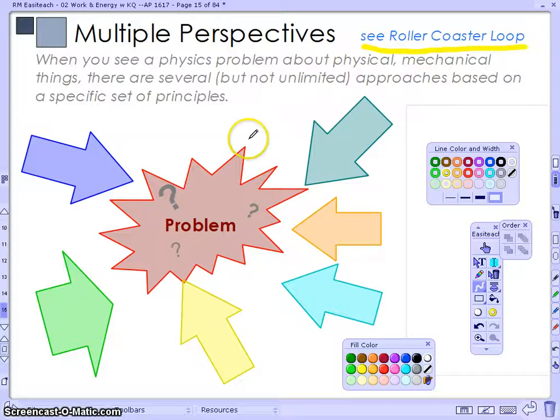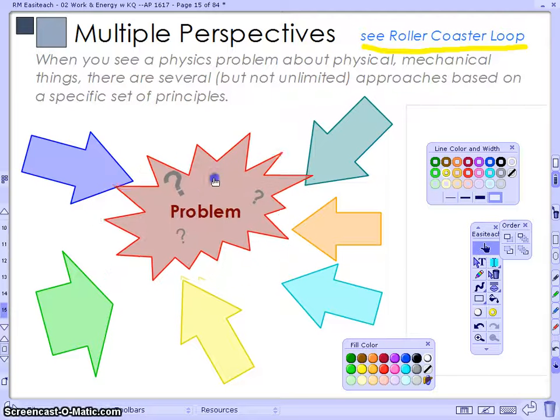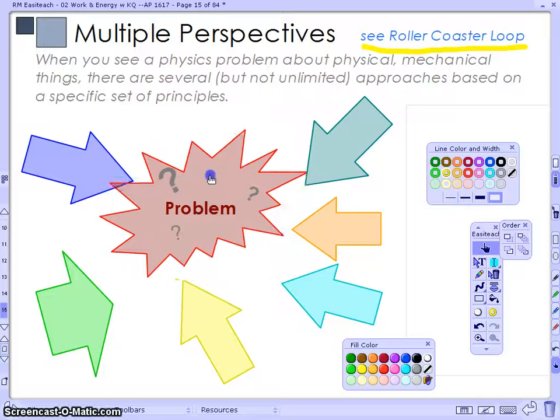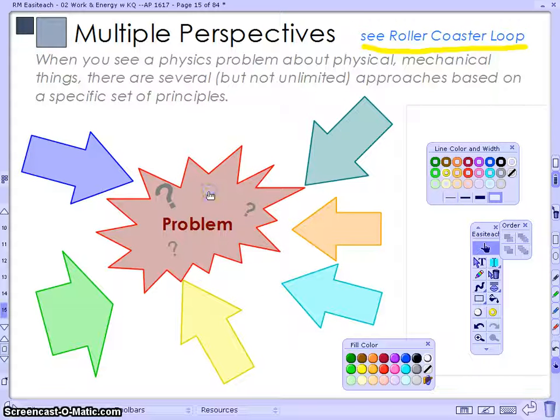The idea is when you see a problem on the AP exam or any problem, I would say especially the AP exam or the mid-year exam, you're sort of confronting, like, how do I approach this? There are many perspectives. We've learned kinematics so far.